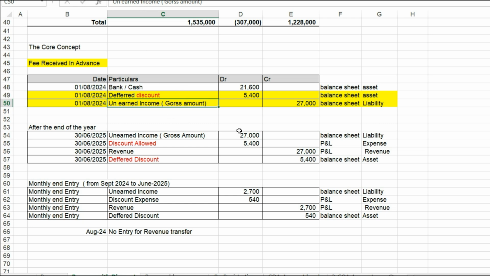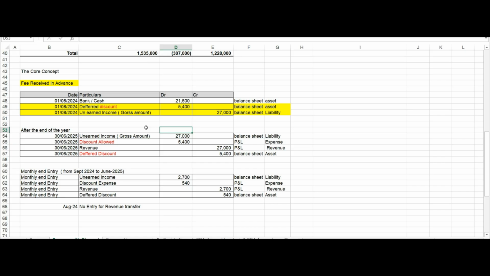Now at the end of the year, once the year finishes, we assume for the sake of understanding you haven't made any entry, and at the end of the year you have provided all the services, and now you want to make the entry. What you will do, you will debit your unearned income with 27,000, because this is no longer your liability, and you will credit your revenue with 27,000.